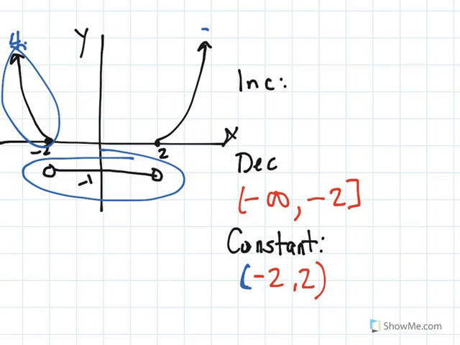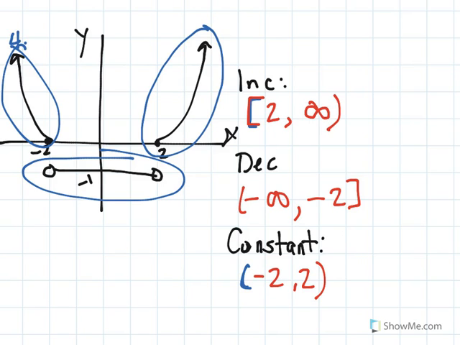Finally, we're looking at this portion over here on the right, and we can see that as the x values are increasing, the y values are increasing as well. So this portion of the graph is increasing, and it begins at x equals 2 with a closed point, so we're using a bracket. So from x equals 2 to infinity, our graph is increasing.